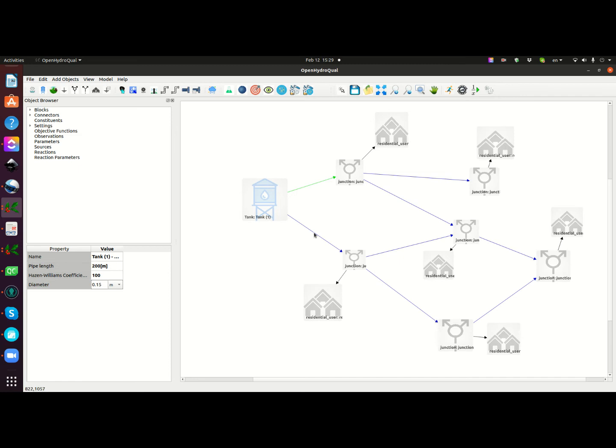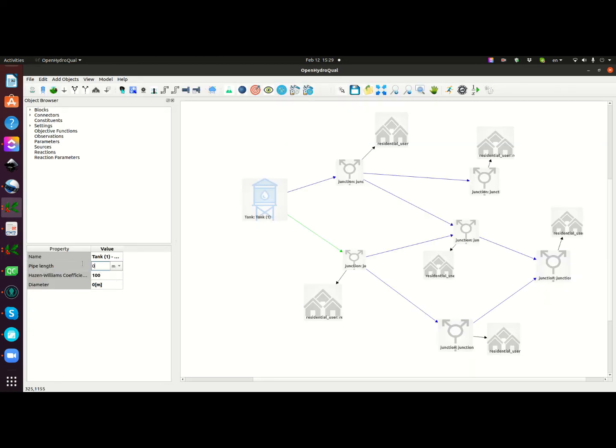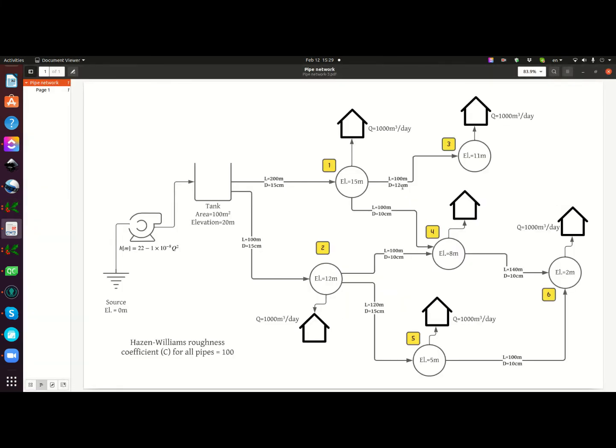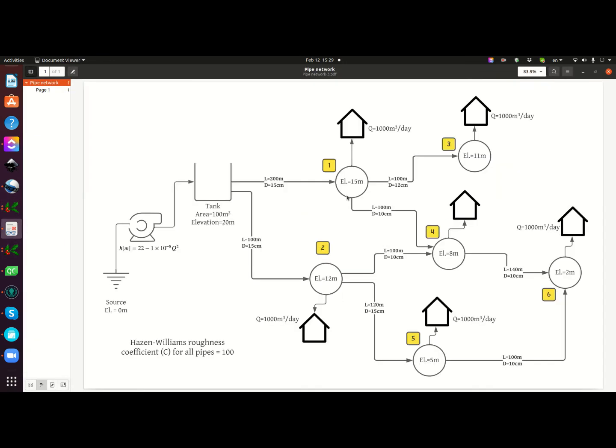So then the next pipe has a length of 100 and a diameter of 15 centimeters. So the length is going to be 100 meters and the diameter is going to be 0.15 meters. Then the next pipe is this pipe, so the length is 100 meters and the diameter is 12 centimeters. So the length is 100 meters, the diameter is 0.12 meters. The next pipe has a length of 100 meters and a diameter of 10 centimeters.